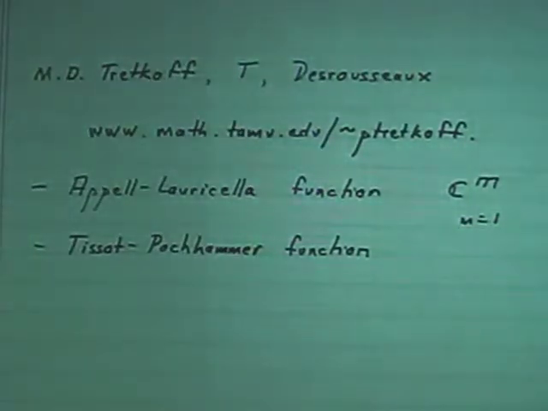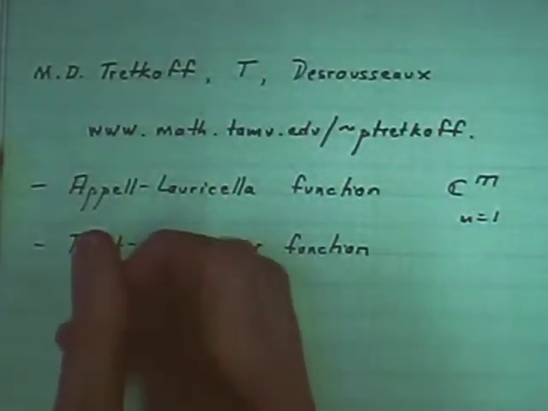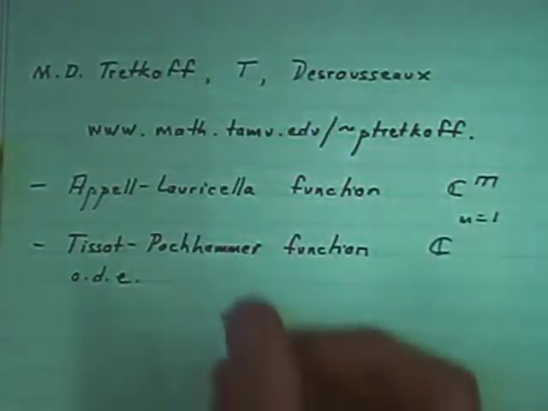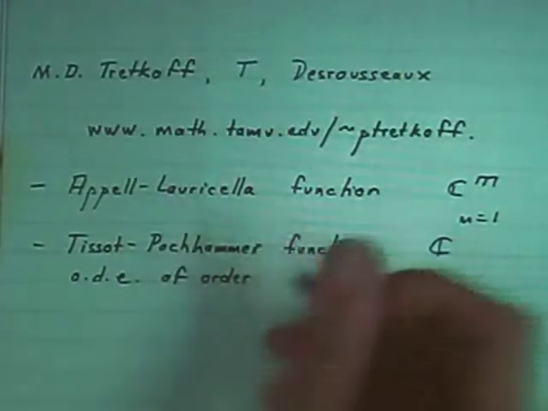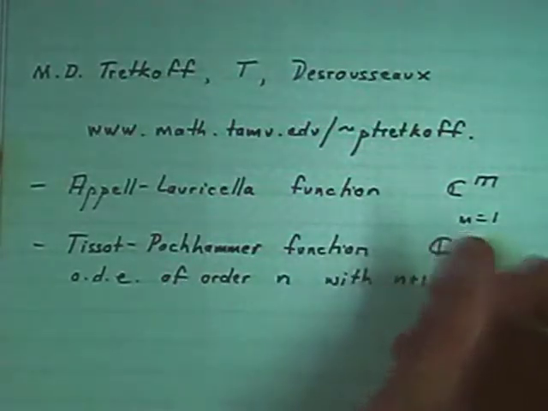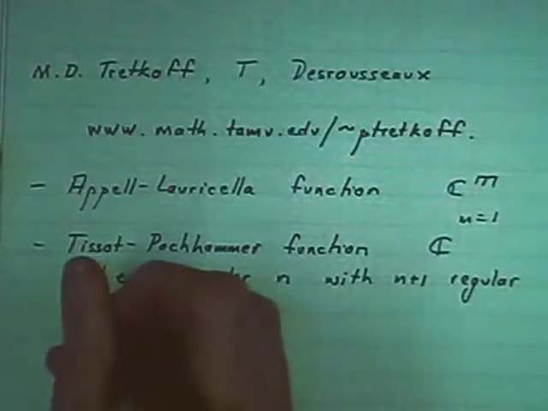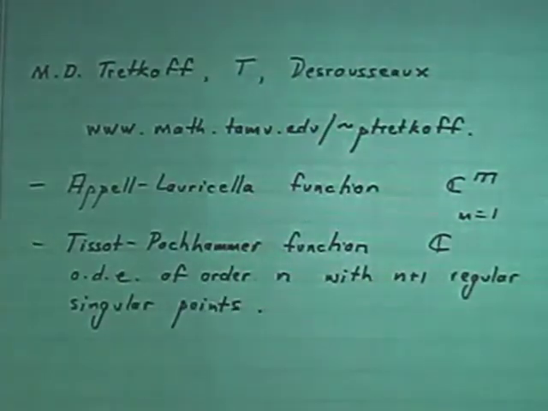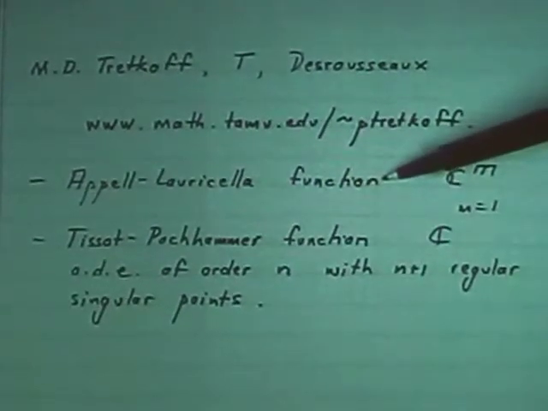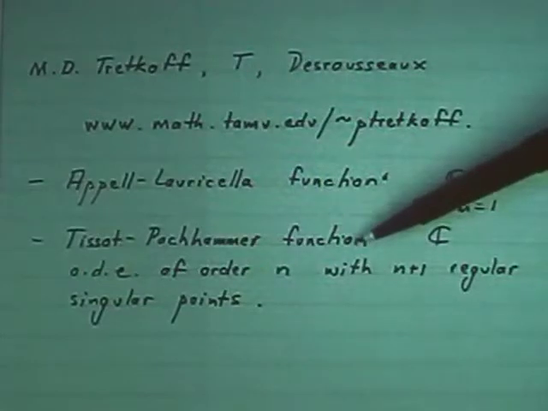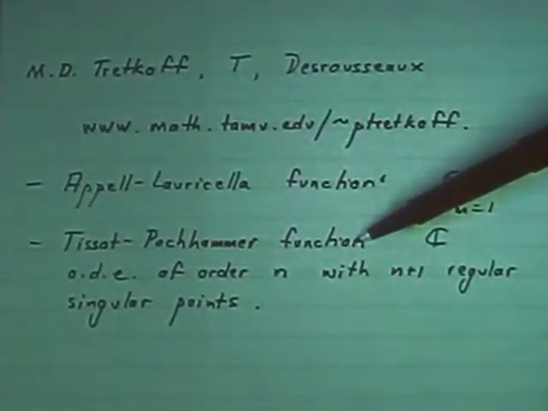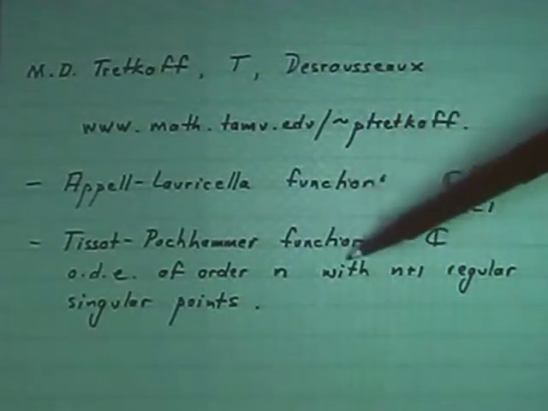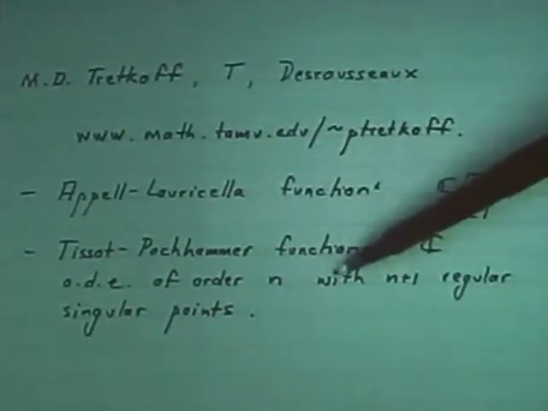And what happens there is, for the Gauss hypergeometric function, you have a second order differential equation with three regular singular points. For the Tissot-Pochhammer case, you have an ordinary differential equation of order n with n plus 1 regular singular points. And going up in dimension here turns out to make things a good deal more complicated. This complication is still reflected in the Tissot-Pochhammer case because they arise from the Appell-Lauricella case when you specialize all but one of the variables. So you still see the same kind of complications coming up here as here.